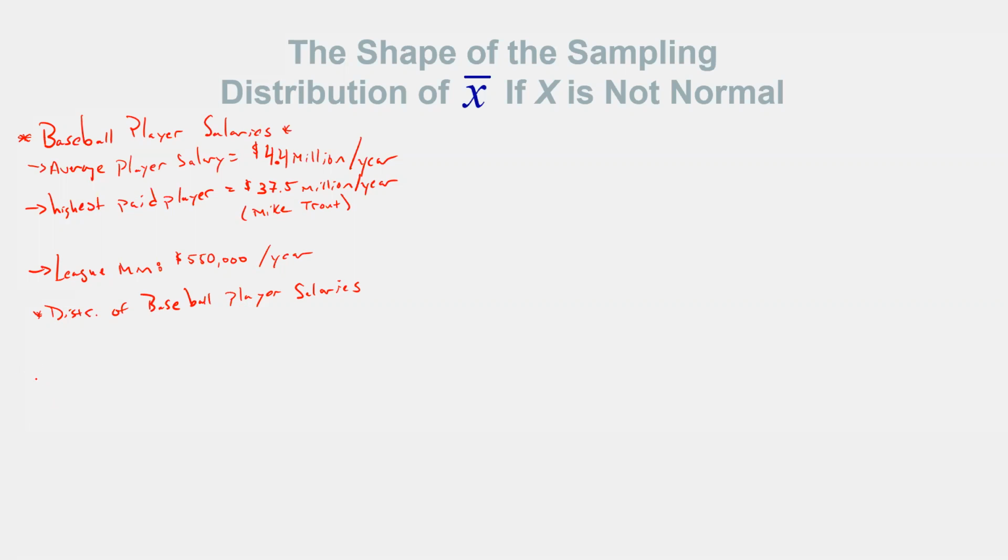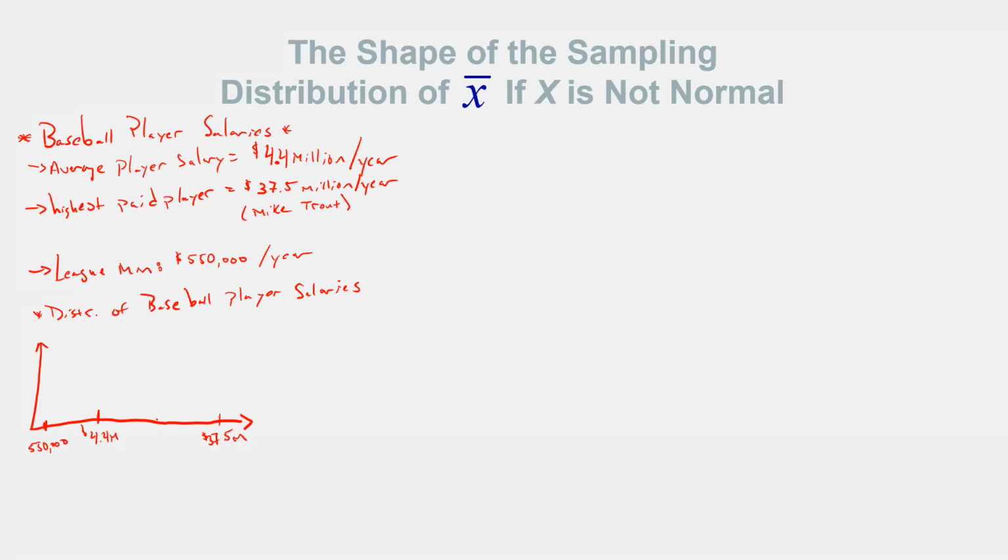So I want to show you what the distribution of baseball player salaries looks like. Here's the league minimum at $550,000. Here's the league average, which is 4.4 million. And way over here is how much Mike Trout makes, which is 37.5 million.